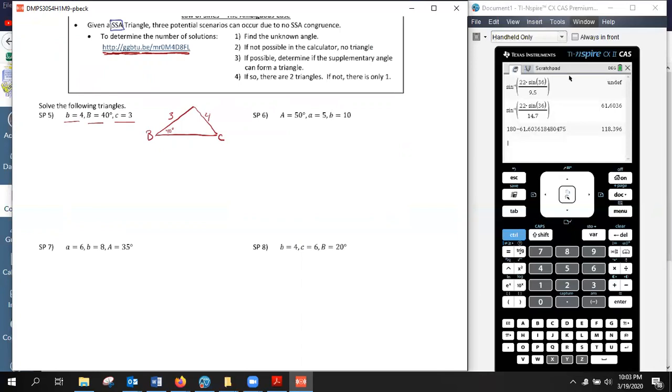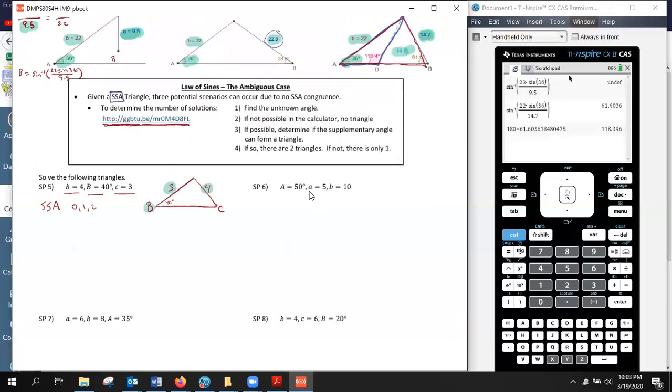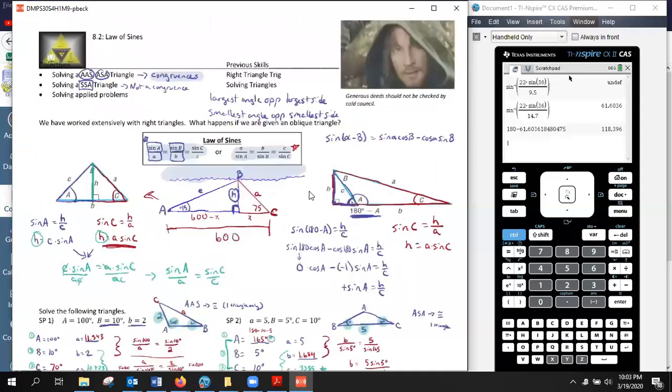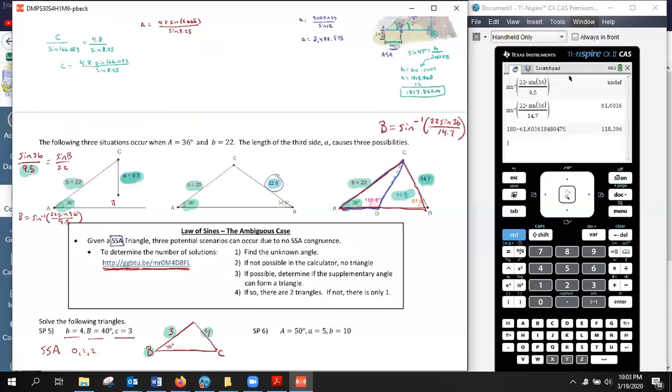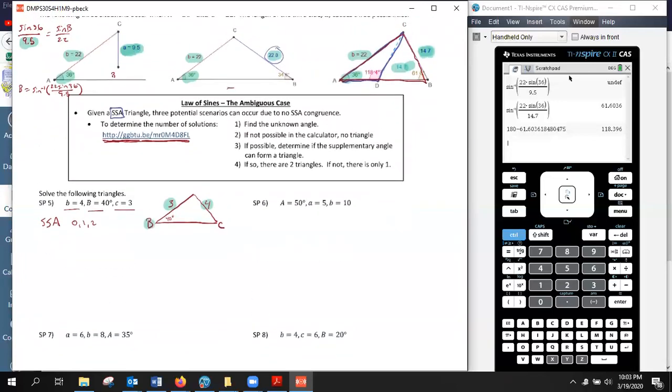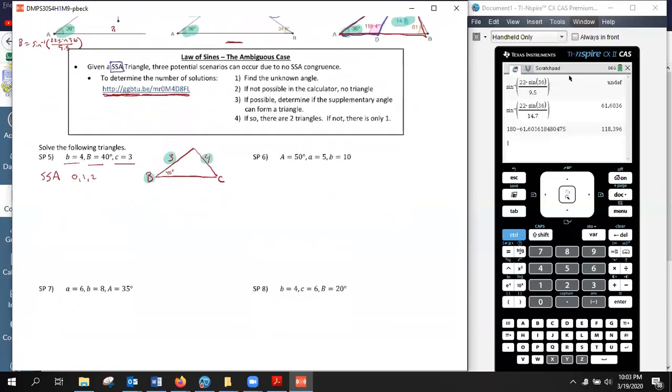Now, like always, I do classify what kind of triangle it is. This is the side-side-angle triangle. So that tells me I'm either going to have 0, 1, or 2 cases. Now, if I look, the adjacent side is smaller than the opposite side. So that leads me to believe it's going to be more like this situation right here, this middle one where there's only one triangle. Let's actually go ahead and see if that's true.